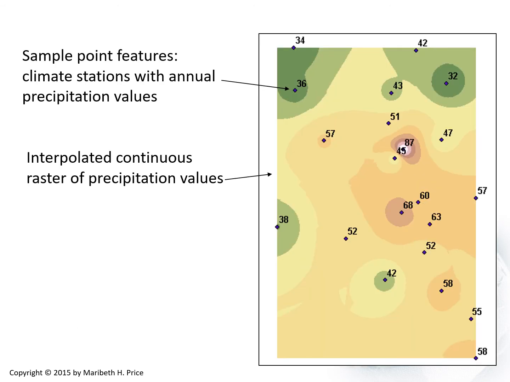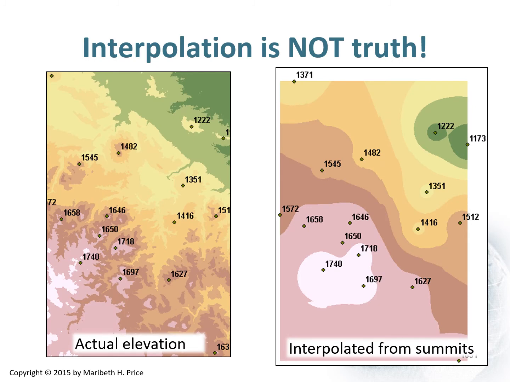So here we have sample points from climate stations looking at annual precipitation. Each of these spots is a rain gauge, and they're measuring how much precipitation occurs per year. We want to know how much rain falls everywhere, so we're going to interpolate those values from those known points. Thing to remember here, interpolation is not truth, okay? It is not. And here I'll give you an example to explain why.